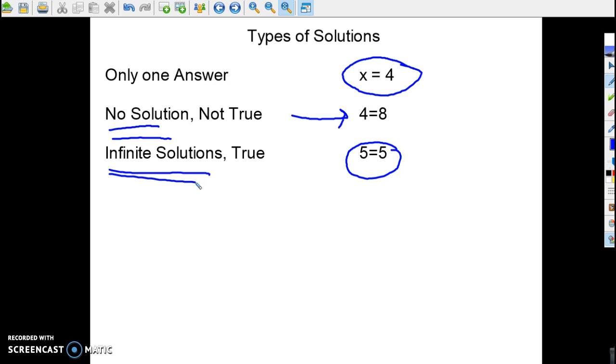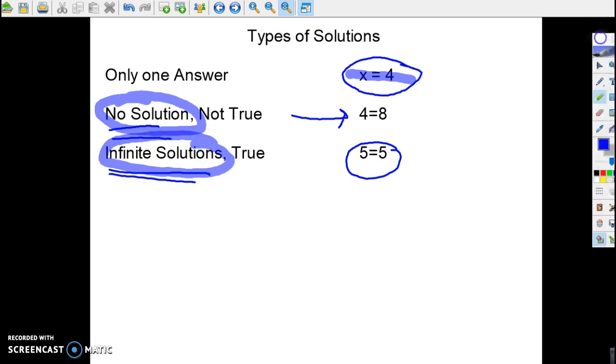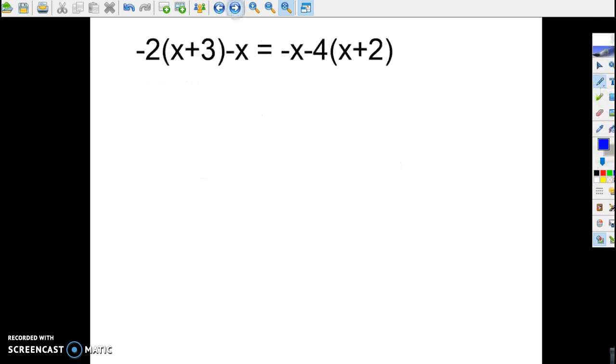So what we're going to do today is we're going to look at solving some of these equations, and then after we solve, identify what type of a solution it is. So your different types are, is your solution only one answer, so just a one answer solution like we have here? Is your solution something that's called no solution, or is it something that's called infinite solution? So that's what we're going to focus in on today. So let's take a look at our first example.